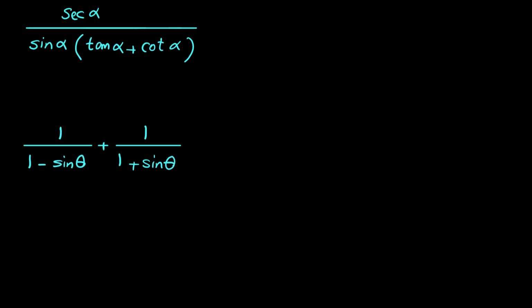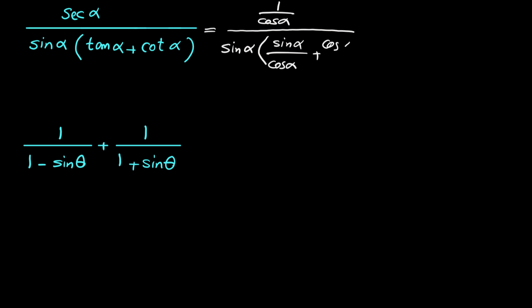Now look at these examples. Secant alpha over sine alpha times (tangent alpha plus cotangent alpha). It should be clear that right away we are going to replace secant with 1 over cosine. Sine alpha is sine alpha, we don't do anything with that. Tangent is sine over cosine. Cotangent is cosine over sine.